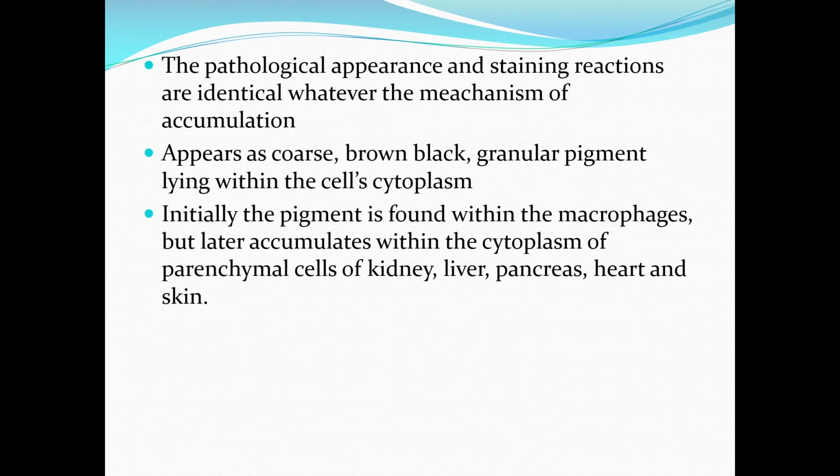The pathological appearance and staining reaction are identical whatever the mechanism of accumulation is. So whatever the cause, the pathological appearance of melanin remains the same. It appears as a coarse brown-black granular pigment lying within the cell's cytoplasm. Initially, the pigment is found within macrophages, but later accumulates within the cytoplasm of parenchymal cells of kidney, liver, pancreas, heart and skin. So whenever hyperpigmentation is there, you can also find accumulation of melanin pigment in these organs.